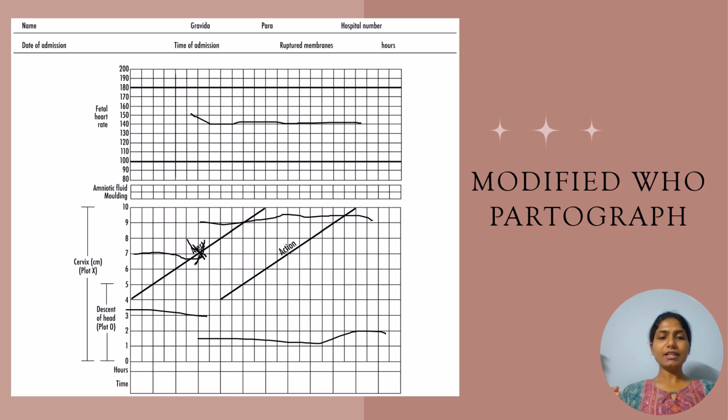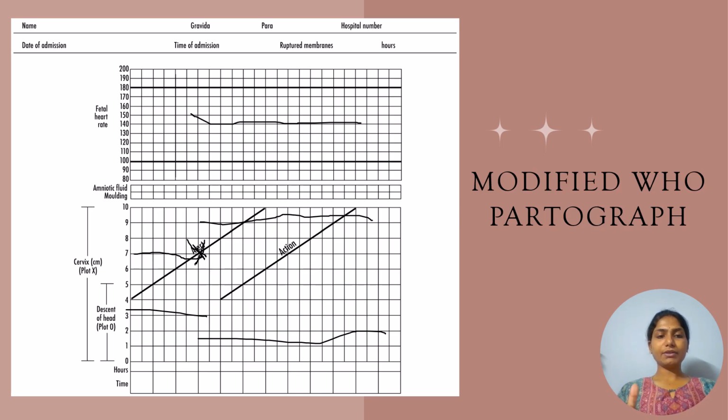So we have to see if the membranes are intact or ruptured. If they are intact, we write it as I. If they are ruptured, we have to see what is the color of the amniotic fluid. If it is blood stained, mark it as B. If it is meconium stained, mark it as M. Or if there is no amniotic fluid, like absent liquor, we can mark it as A.